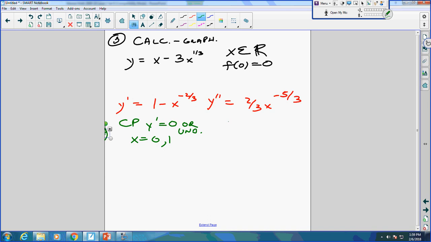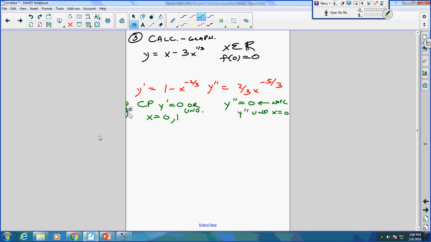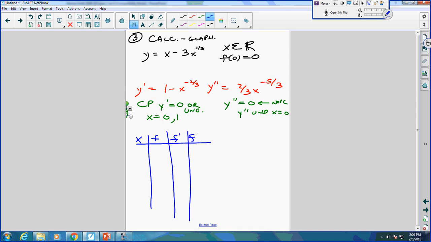Over here, y double prime equals 0. Well, everybody, it's 2 over 3x to the 5/3. It's just undefined at 0. You guys agree? So it doesn't equal 0 anywhere. Nope, just doesn't. And y double prime is undefined at x equals 0. So my table gets pretty easy. It's 0 and 1 for x values. So I'm going to build my table in blue. X, F, F prime, F prime prime.